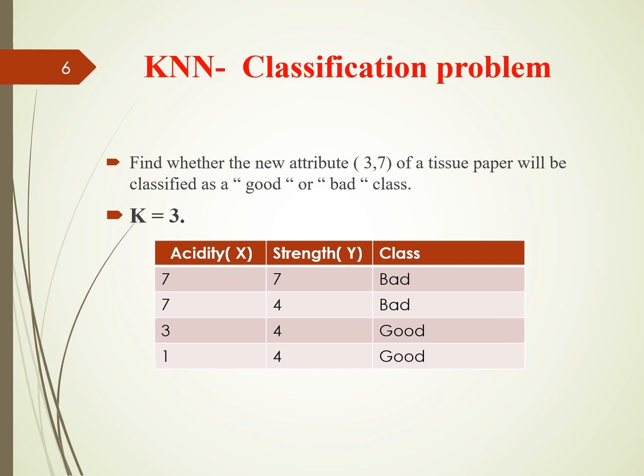Let us see one classification problem. Find whether the new attribute 3, 7 of a tissue paper will be classified as good class or bad class. The given K value is 3. Let's see the table. The points 7, 7, 7, 4, 3, 4, 1, 4 are attributes of a tissue paper. 7, 7 and 7, 4 are classified as bad class. 3, 4 and 1, 4 are classified as good class. Now we are going to classify the tissue paper with attributes 3, 7 as bad class or good class.